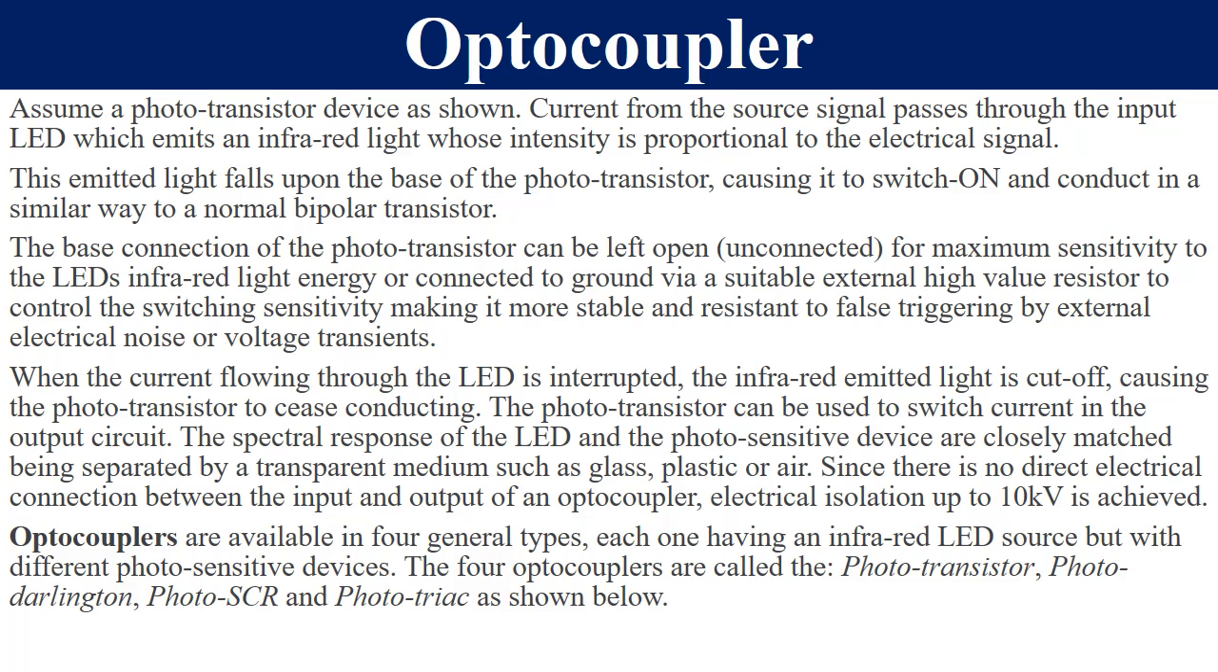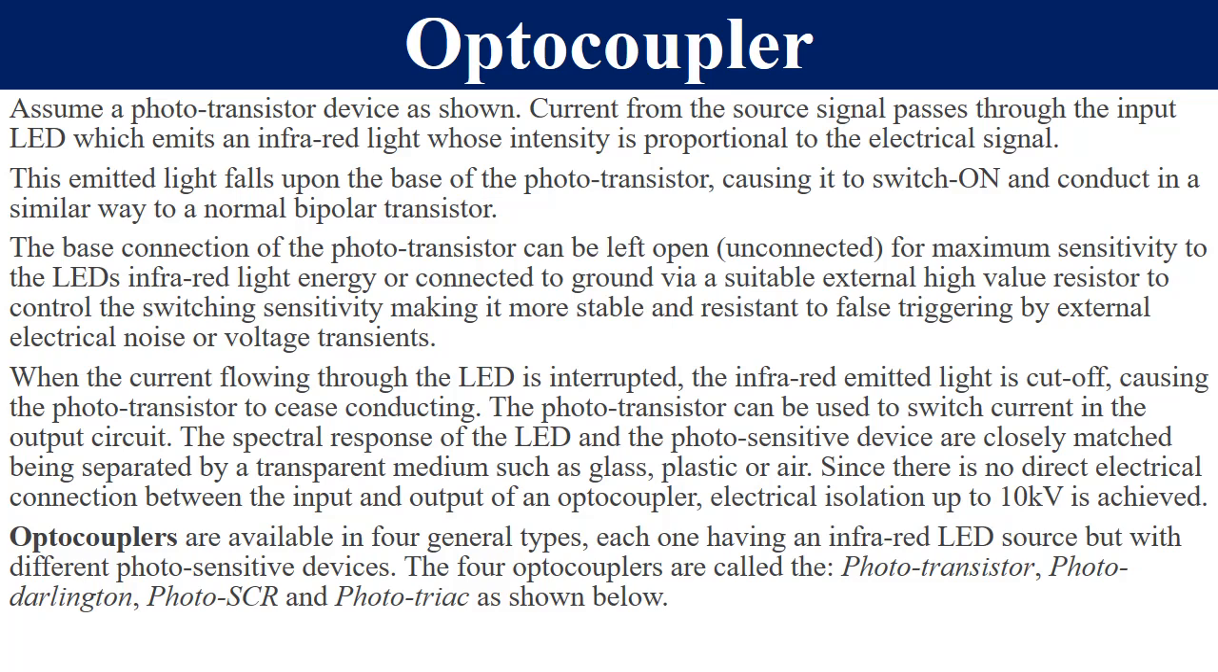I've mentioned the phototransistor, I've mentioned the infrared light emitting diode. Then you can see that the base connection of the transistor is open, which means it is unconnected. We are saying that for maximum sensitivity to the light emitting diode's light energy, it is either open or connected to ground via a suitable high value resistor, to reduce its response to noise, which means the response to the light. When the current flowing through the light emitting diode is interrupted, it means that the light is cut off, hence the transistor goes off. In other words, it stops conducting.